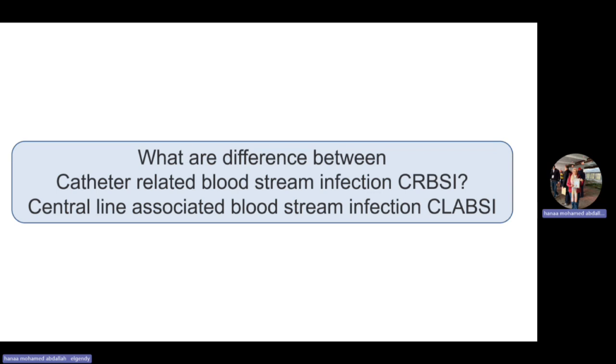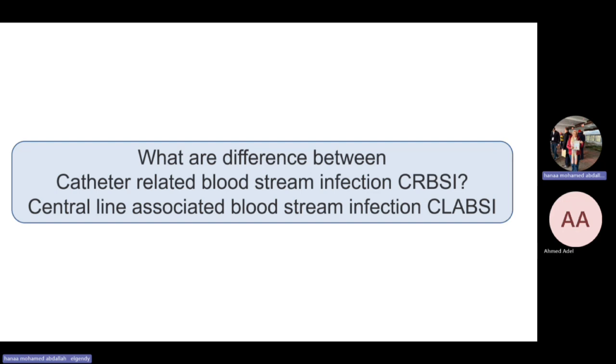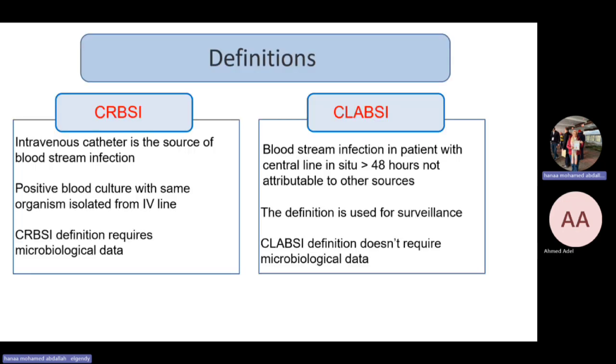So, how can we differentiate between catheter-related bloodstream infection and central line associated bloodstream infection? The main difference is that in catheter-related bloodstream infection, we are sure that the intravenous catheter is the source of the bloodstream infection: a positive blood culture with the same organism isolated from both the IV line and the bloodstream. So catheter-related bloodstream infection requires microbiological data to confirm that it's from the catheter.